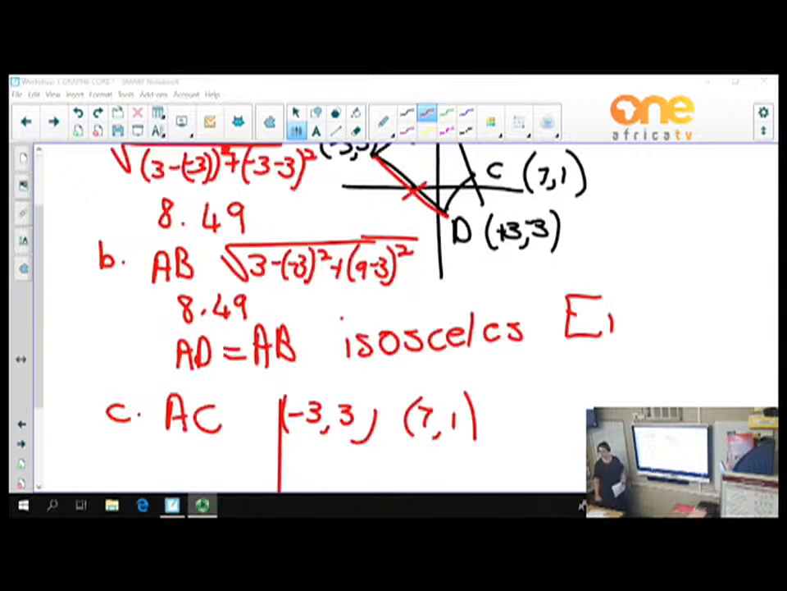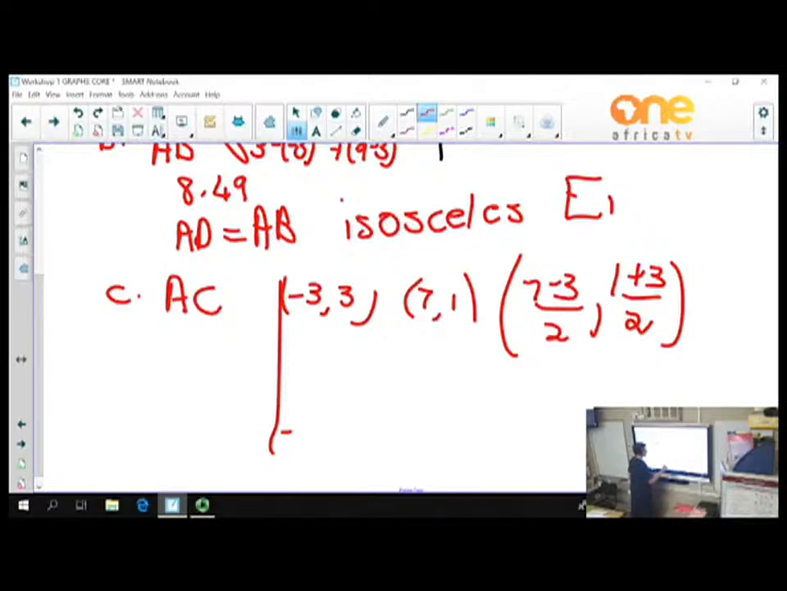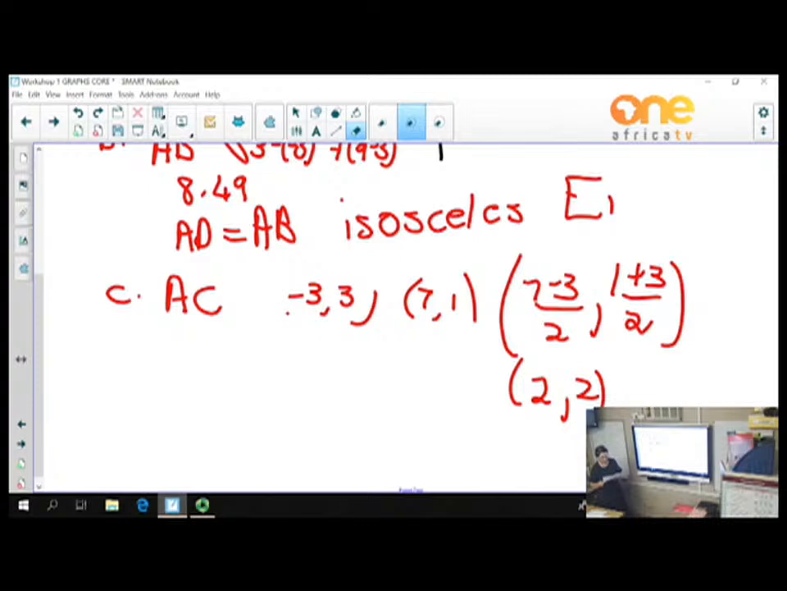You shouldn't wonder, must I add or subtract? What is your answer for the midpoint? Okay, so what do you say? Okay, and then they say, show that the line AB is parallel to DC.